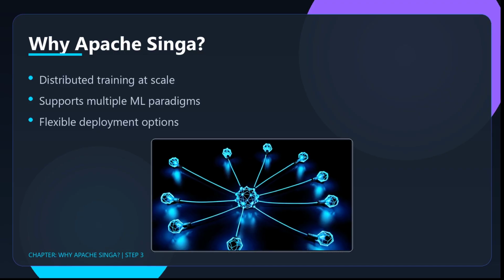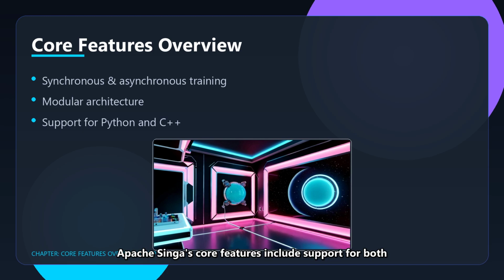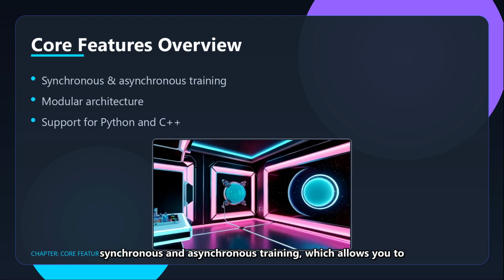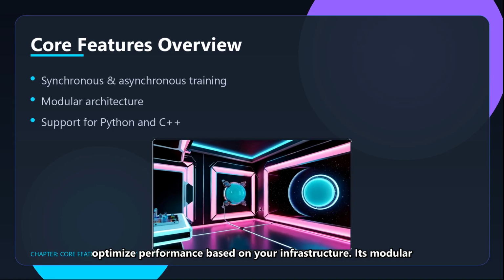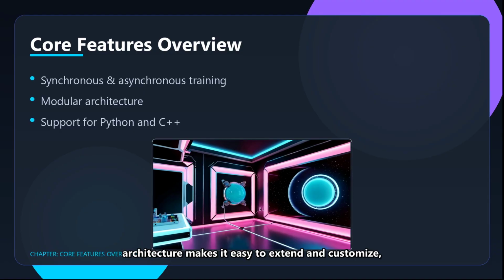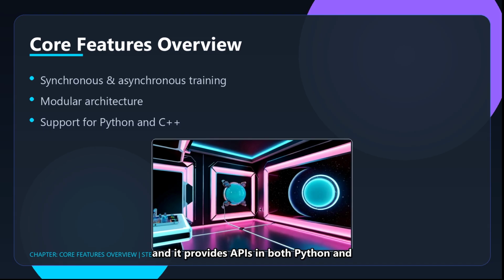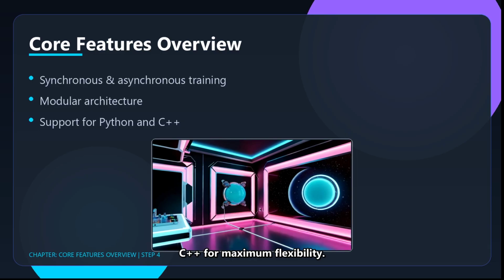Apache Singa's core features include support for both synchronous and asynchronous training, which allows you to optimize performance based on your infrastructure. Its modular architecture makes it easy to extend and customize, and it provides APIs in both Python and C++ for maximum flexibility.